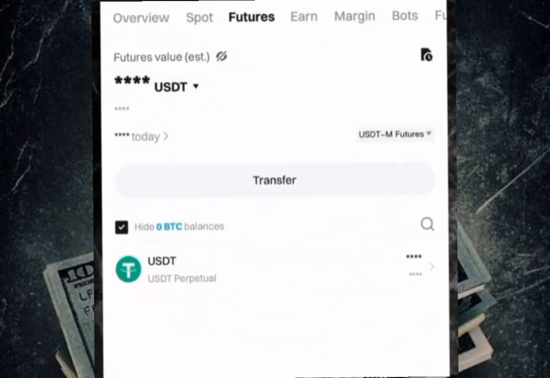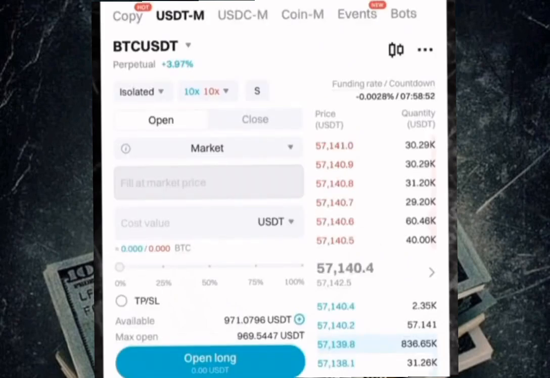So once you have your funds in your futures wallet, the next thing is to go to the futures trading page. To go to the futures trading page, at the bottom side of the screen, you'll see where you have futures right here. So click on it. So as I see on the screen, this is the futures trading page.